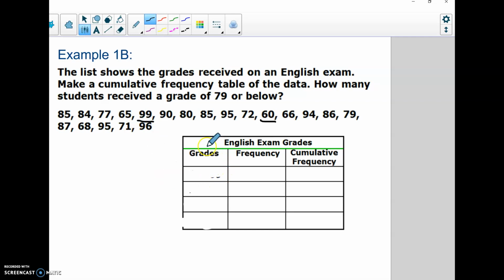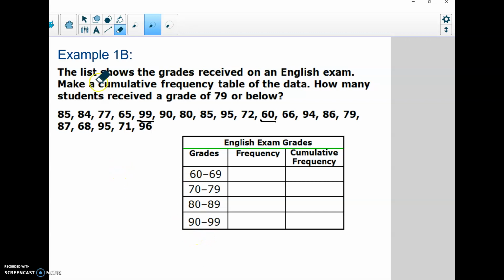So for a frequency table, we always do intervals in the left column. No matter what the title is or what these numbers are, we do intervals. So we're going to do intervals of 10. You're going to start with 60, because that's the lowest, and go up to 69. Then the next one will start with 70 and go up to 79. Then 80 up to 89, and then 90 up to 99. You can either do intervals of 10 or intervals of 5 in this class, and either of those will work.